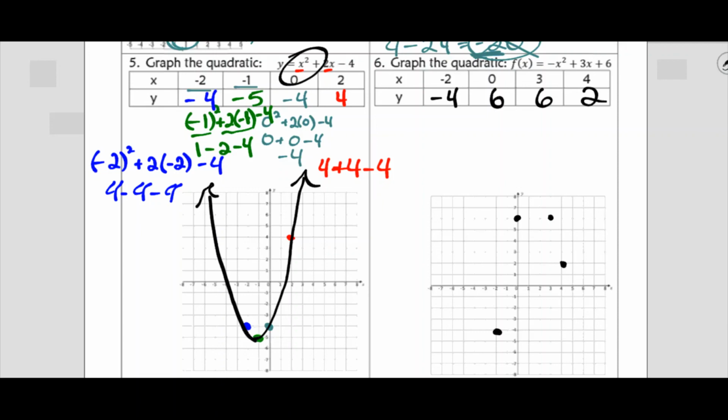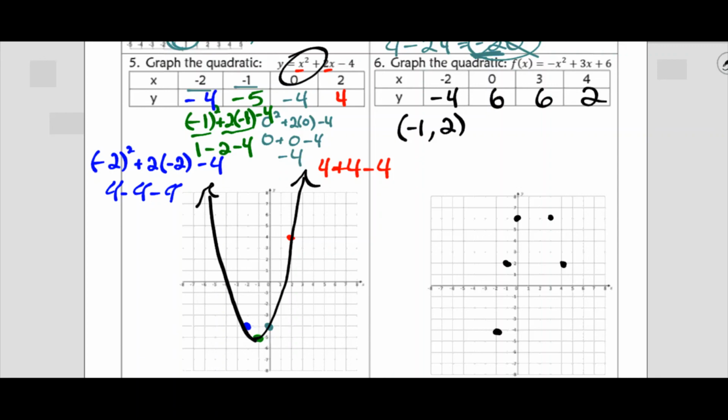Now these look like just a bunch of shuffled up points, and it's tough to tell where that U shape really is, so you might want to even plug in another number, something to fill in those gaps. I'm going to plug in -1, and I find out that I'm going to get 2 from that. So -1, 2 is another point in there.